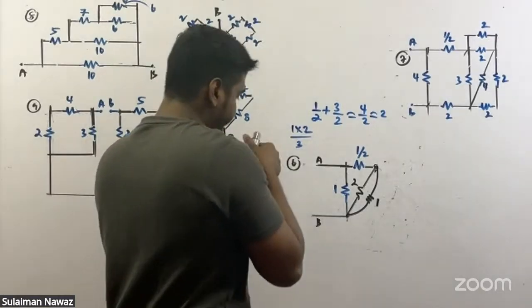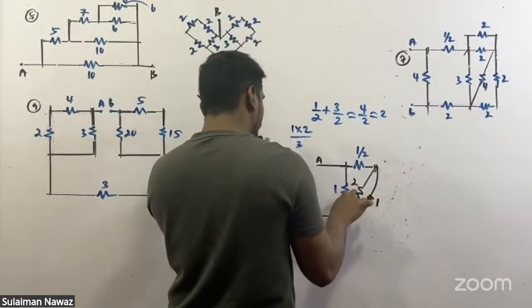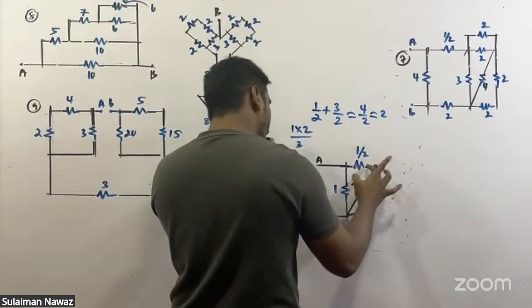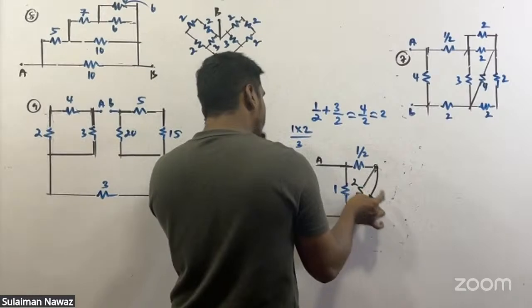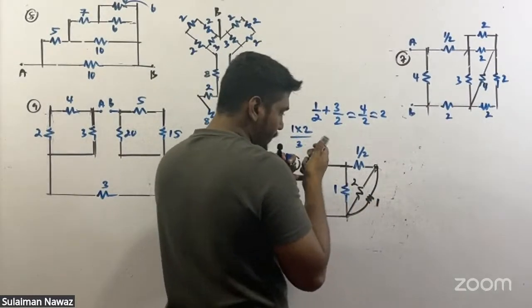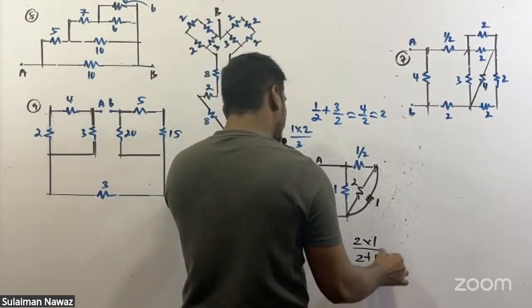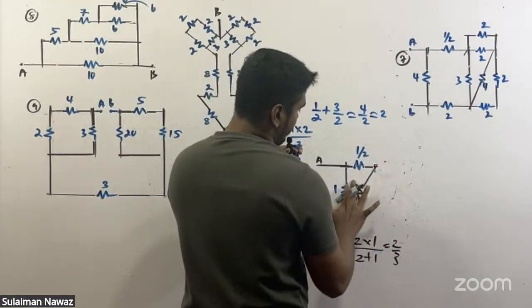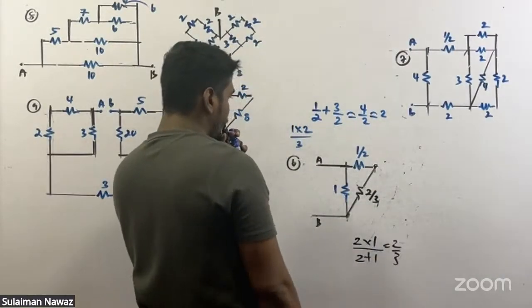Now look at here. Again look at these 2 points, same 2 points. This 2 and this 1. If you consider these 2 points, there are 2 resistors: this 2 ohms and this 1 ohm. What can you say about these 2 ohms and 1 ohm? They are in parallel. The equivalent is how much? 2 into 1 over 2 plus 1. That means 2 over 3. It's 2 over 3.